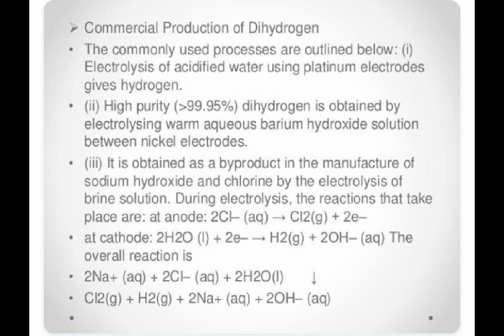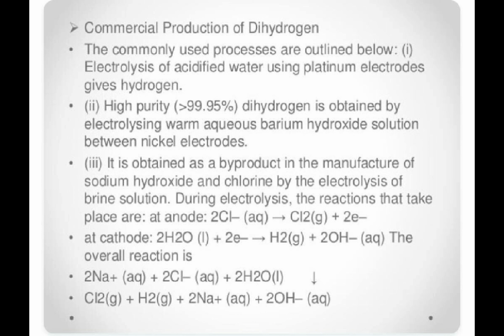So the most important processes are given. The first one is electrolysis. You know what electrolysis is? Using platinum electrodes in acidified water, when you do electrolysis, we get hydrogen. And high purity dihydrogen is obtained by electrolysing warm aqueous barium hydroxide between nickel electrodes. So for this process we use nickel electrodes, but for electrolysis with acidified water we use platinum electrodes. That is the only difference.